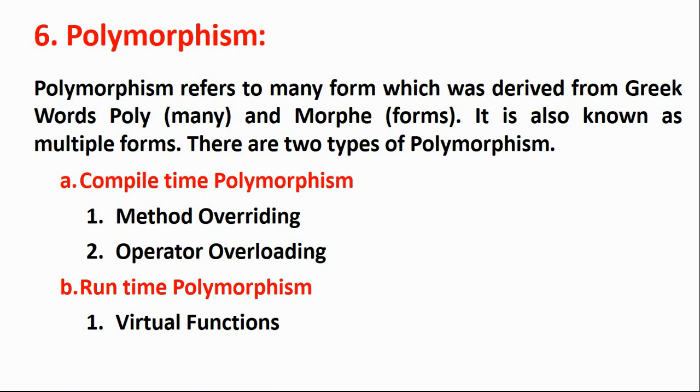6. Polymorphism. Polymorphism refers to many forms, which was derived from Greek words: poly means many, and morphe means forms. It is also known as multiple forms. There are two types of polymorphism. A. Compile-time polymorphism: 1. Method overriding. 2. Operator overloading. B. Runtime polymorphism: 1. Virtual functions.